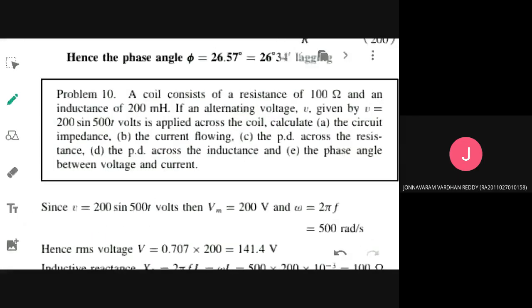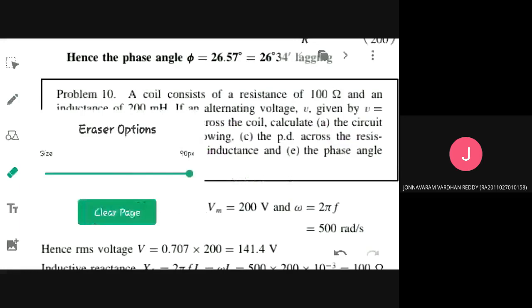You have to calculate impedance, current, potential difference. Impedance, that is Z, you have to calculate. Then I you have to calculate. Then V R you have to calculate, then V L you have to calculate, and phi between V and I, what is the angle you have to calculate. So how will you proceed with the problem?